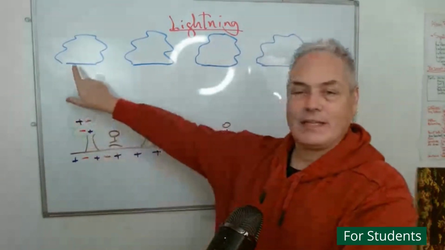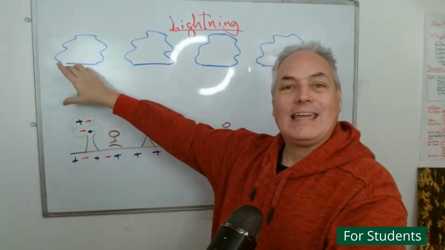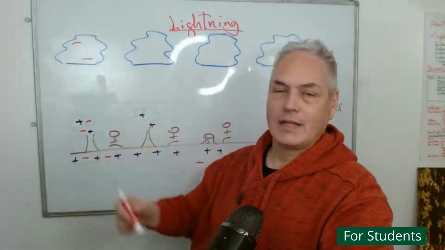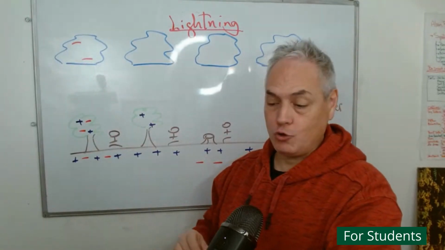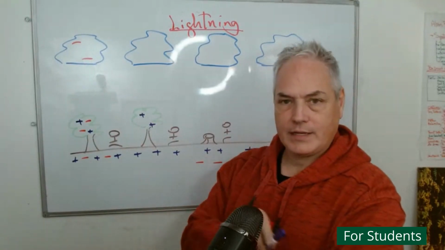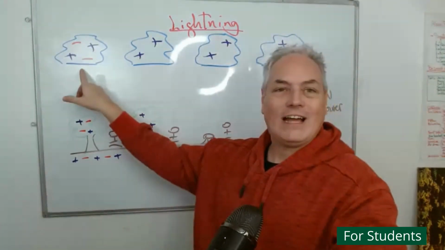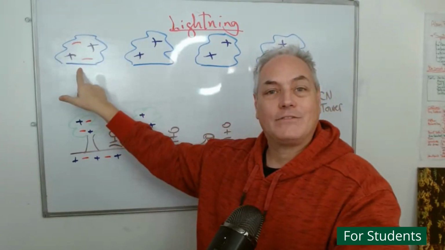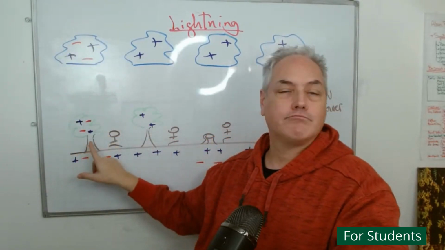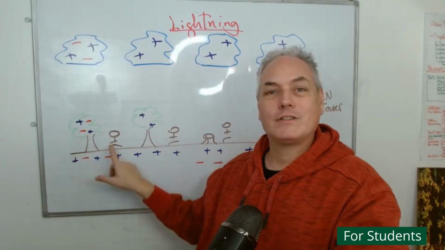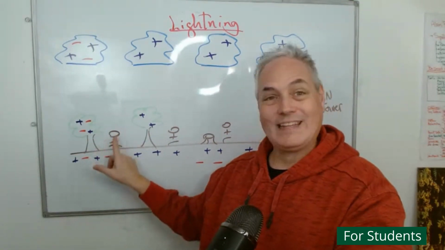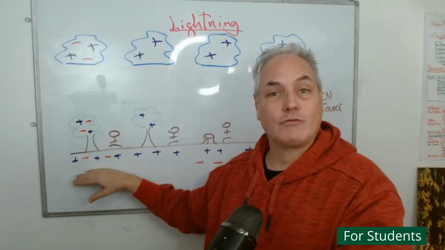So first of all, if I have a cloud here in the environment, in the cloud, at the beginning you have a neutral object. So here I have a neutral cloud that has the same number of positive and negative charges, and here I have a tree, same number of positive and negative charges. Same thing with the human, same number of positive charges and negative charges, and the ground is gray.